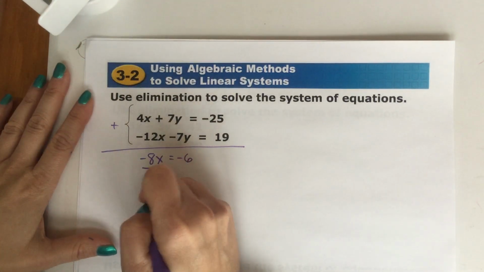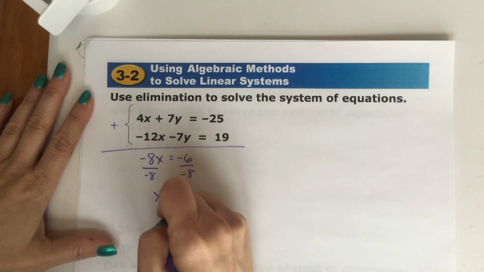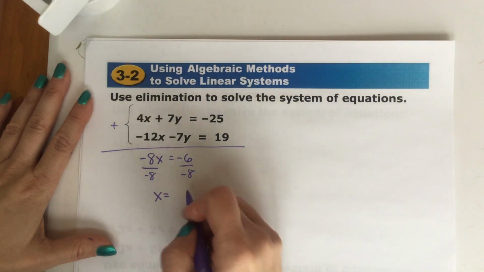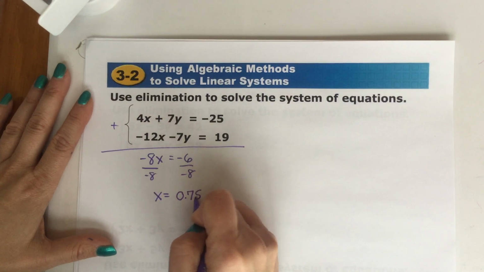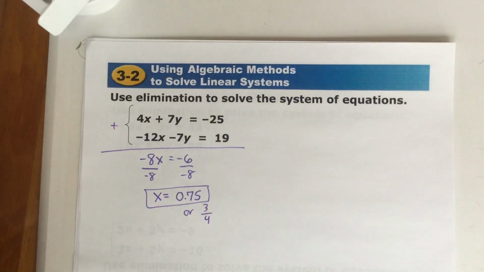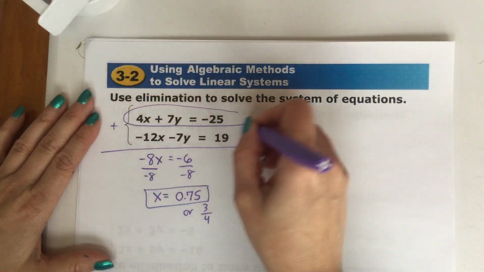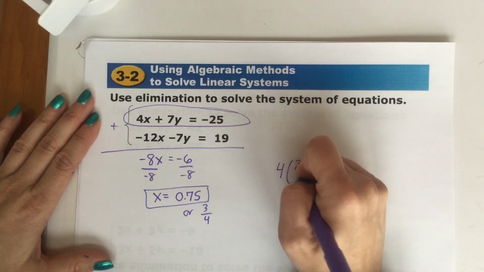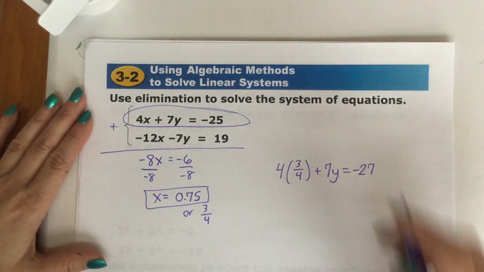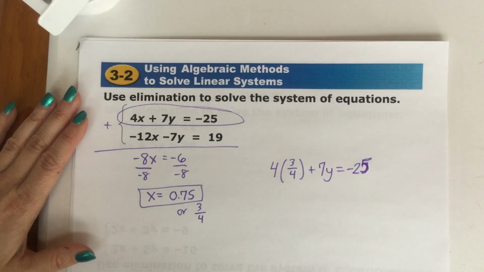So if I go ahead and solve for x, I divide both sides by a negative 8, so x equals negative divided by a negative is a positive. If I take 6 over 8, it's 3/4, or you could put 0.75, okay? Or you could go 3/4. Now what I need to do is find y. So I pick an equation. If I just pick the top, I go 4 times x. X is 3/4 plus 7y equals negative 25. Again, if you are more comfortable with decimals and you wanted to put 0.75, that's totally fine.